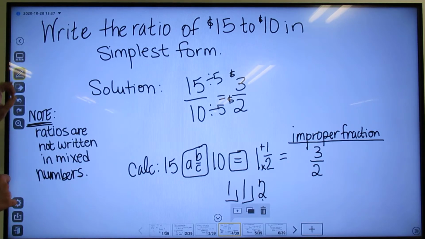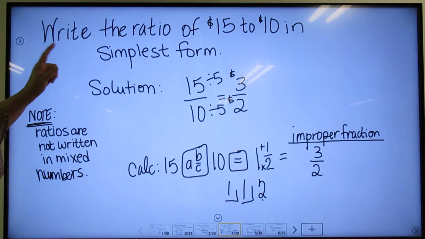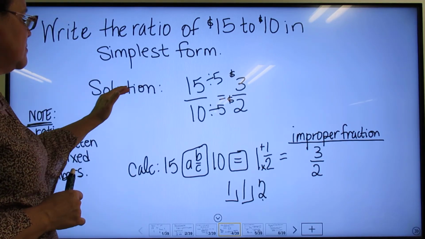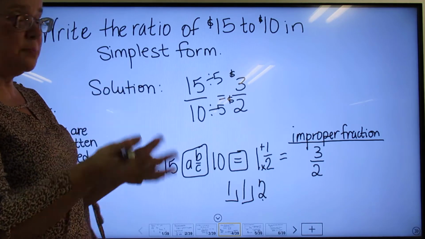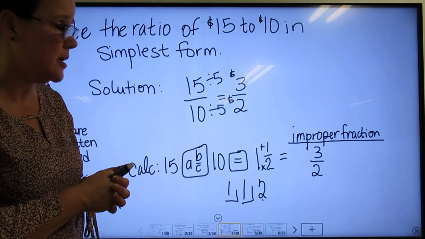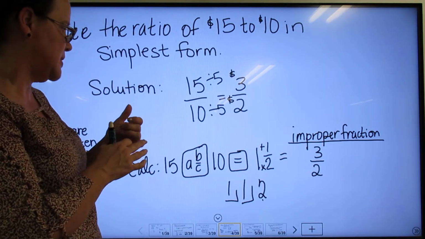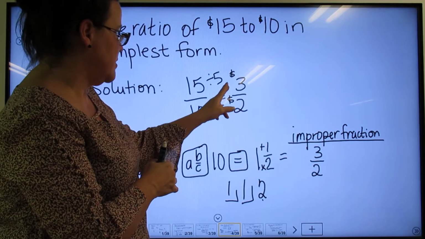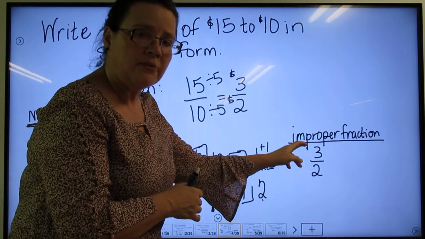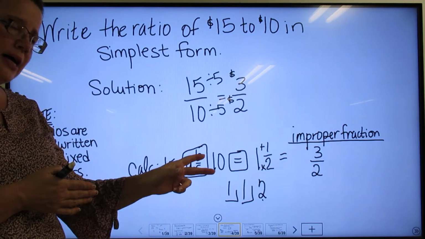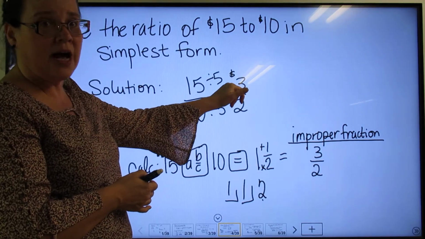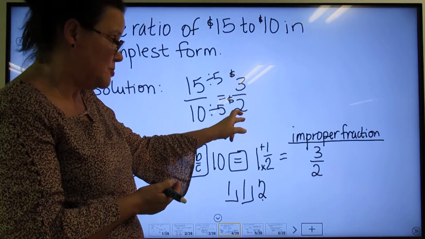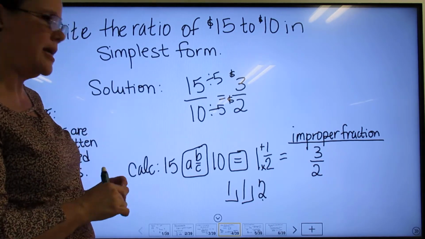This one is: write the ratio of $15 to $10 in simplest form. So you would do 15 over 10, and then for the simplest form, I believe we discussed in another video, you reduce it, right? You could use the GCF of 15 and 10, and you would get 1 1/2. Or you could do 3 to 2. It's an improper fraction. You see how they want it on the test. But for every $3 spent, $2 was earned.